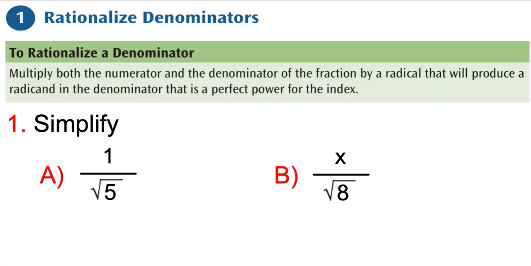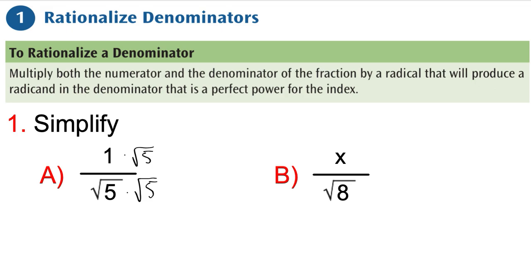Okay. So first thing we're going over is rationalizing denominators. And this should be review from previous classes. If you have a square root in the bottom, then in order to fix that, you have to multiply it by another square root of that number.